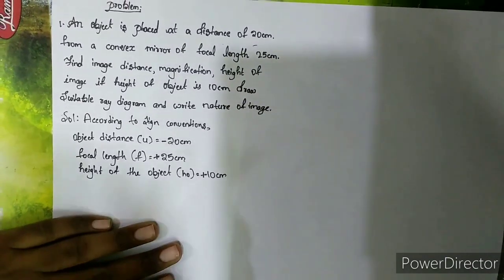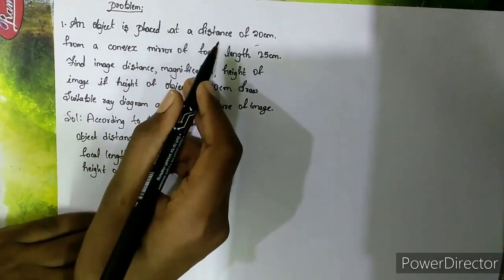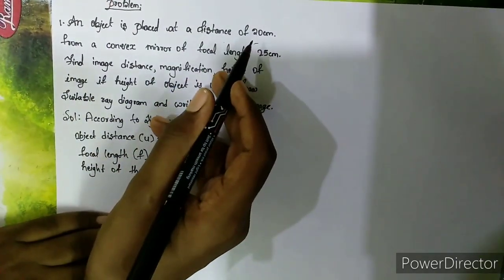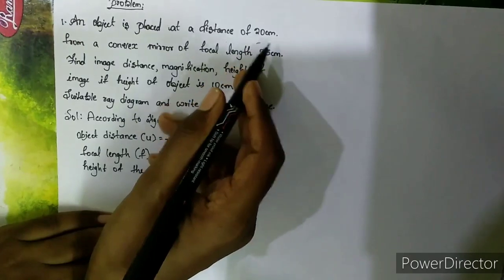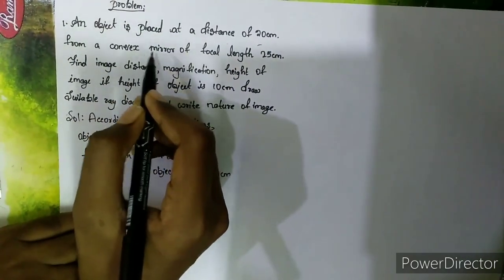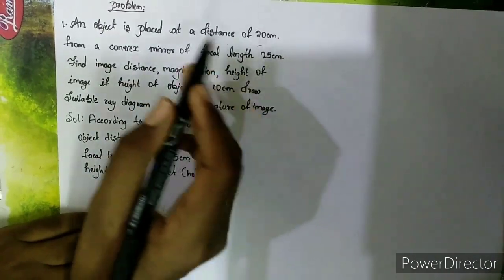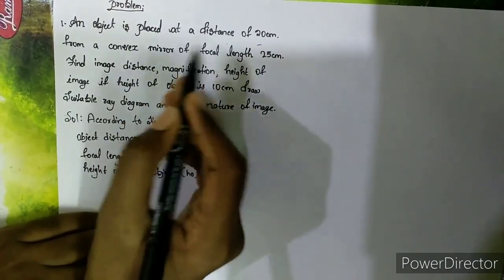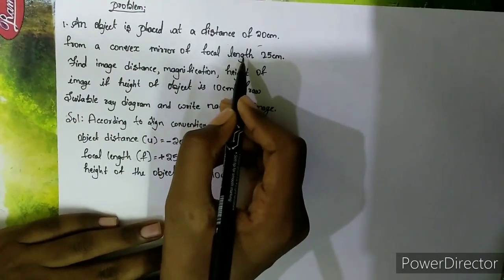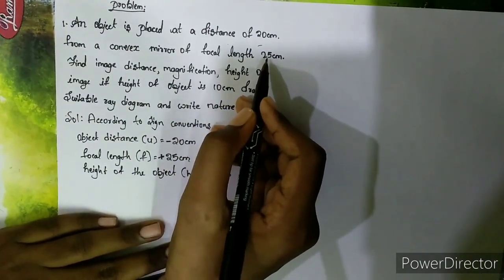Friends, here the question is, an object is placed at a distance of 20 centimeters, nothing but object distance is equal to 20 centimeters from a convex mirror. Here they had given that it is a convex mirror. An object is placed in front of the convex mirror at a distance of 20 centimeters. Now focal length is 25 centimeters. F is equal to 25 centimeters.